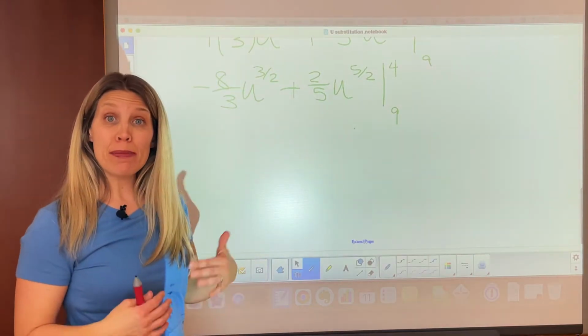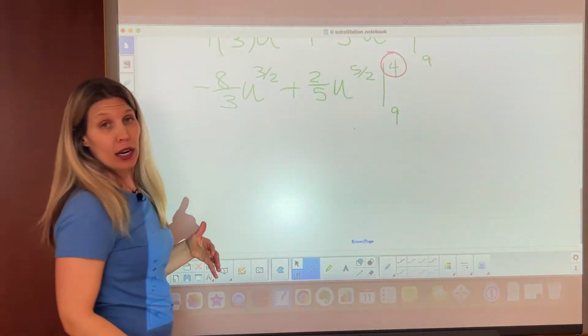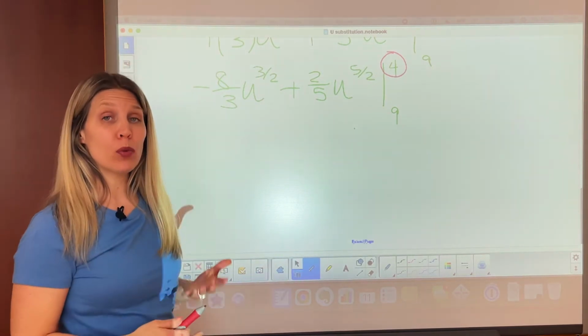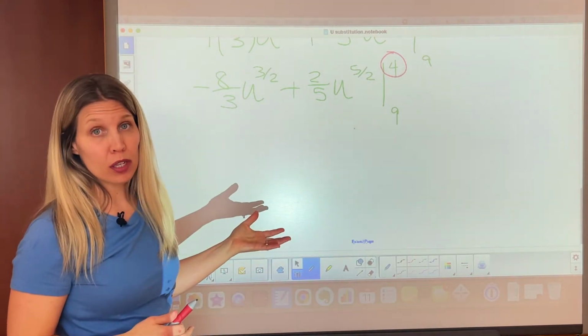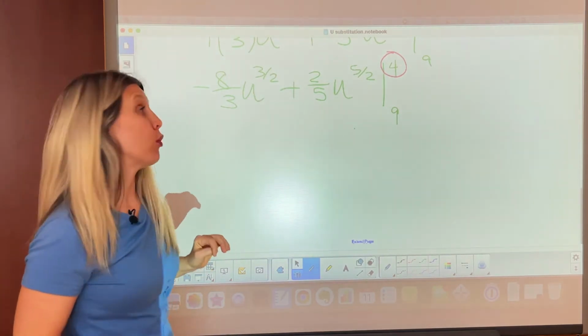Now we do f of b minus f of a. And usually our upper bound is the bigger number. And if you look at the original problem, it was. But because we had to rewrite it, sometimes it's not always going to be larger, and that's okay. So I'm going to go ahead and plug in our 4 first.